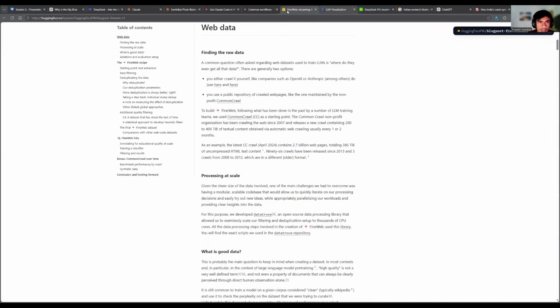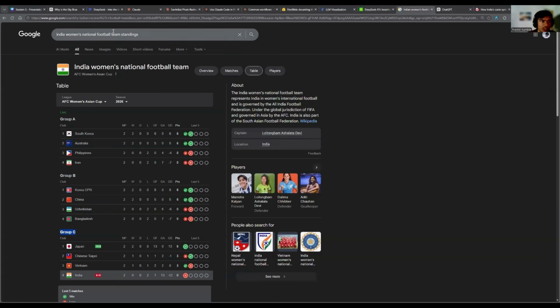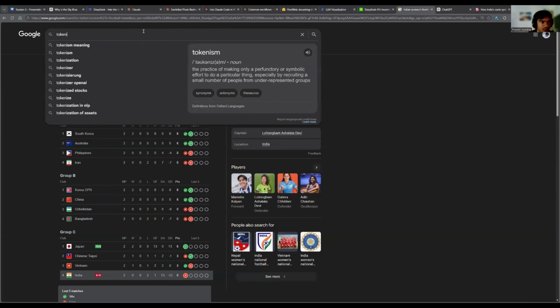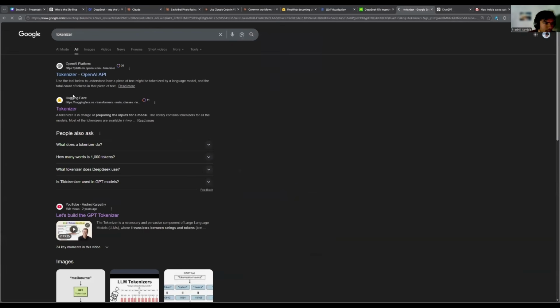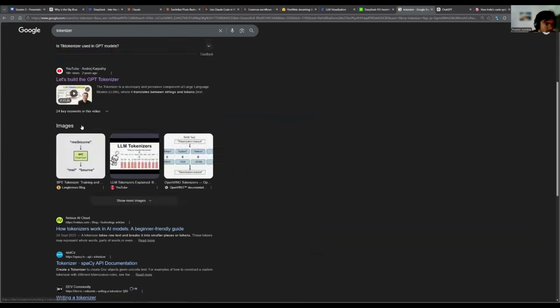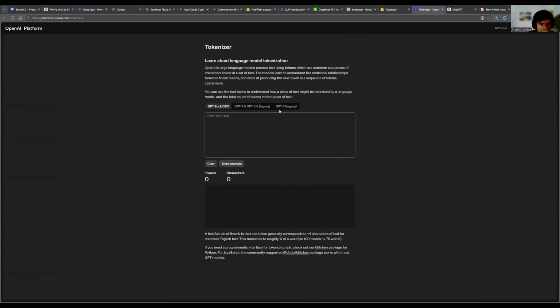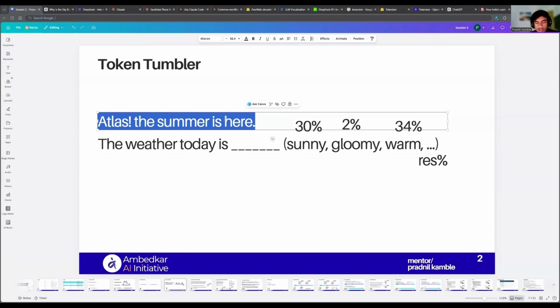Where did the tokenizer go? I actually had a tokenizer somewhere here. Hmm. Okay, let's search for a tokenizer, right? And then we'll come back to this. Okay, maybe there is a tokenizer here. Okay, so let's say we have this particular question.